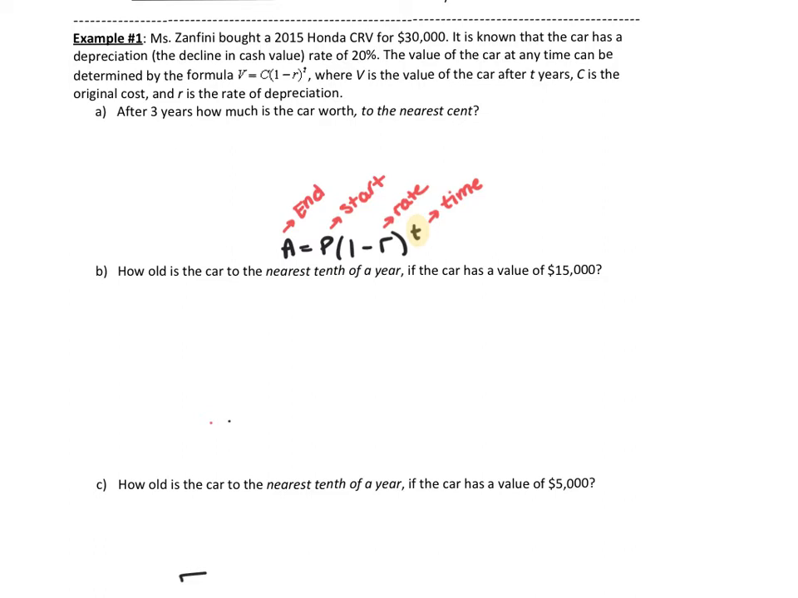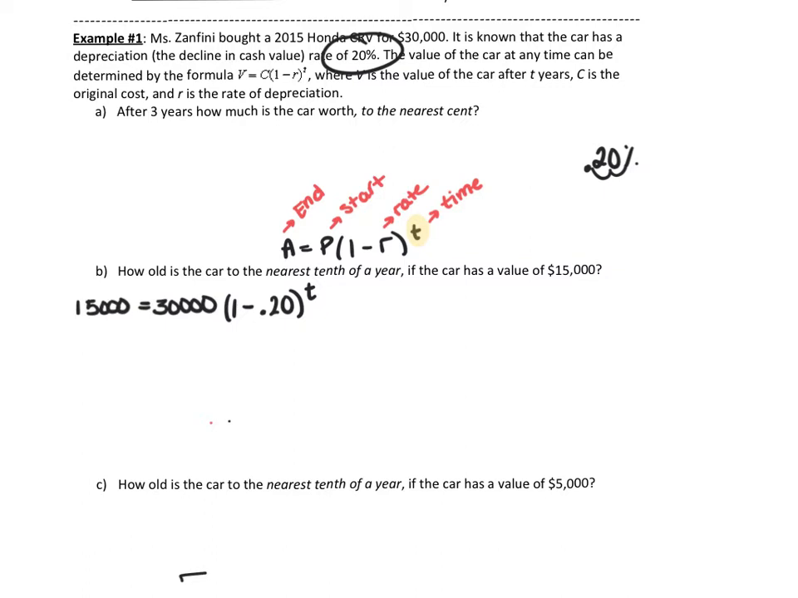So we start the car with $30,000. So that's going to go in for your P. 30,000 is what I start with. I want to know how long it will take for it to end or reach $15,000 when the rate of depreciation is up here, 20%. And remember, we have to take that 20%, move the decimal 2 places to the left, and input it as 0.20. And we're going to solve for t.